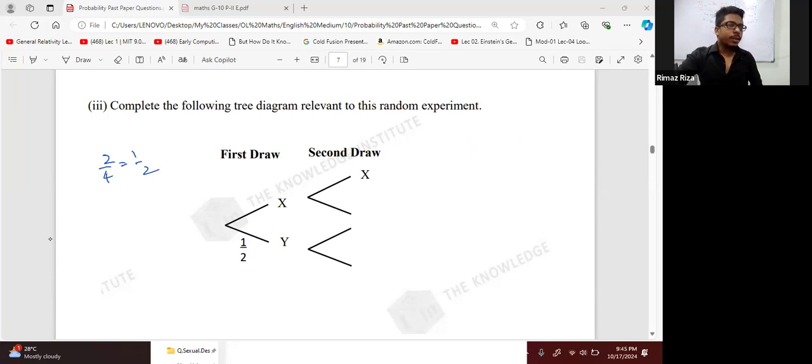So then the probability of X also will be 1/2 because there are two balls marked X out of 4. So 2 out of 4 is 1/2. And here also the same because you replace the ball. So therefore it will be 1/2 here, 1/2 here, Y here, X here, Y. Again, this is 1/2, 1/2. Complete the following tree diagram relevant to this random experiment. So here it's 1/2, 1/2, right? Because the ball is being replaced, the probability of picking a Y letter is 1/2.